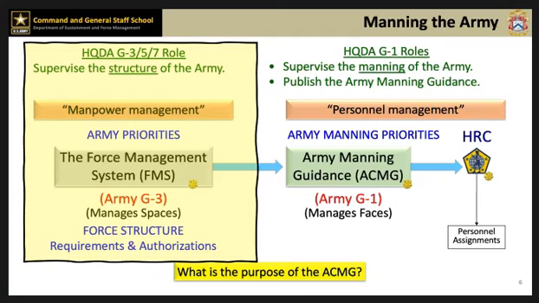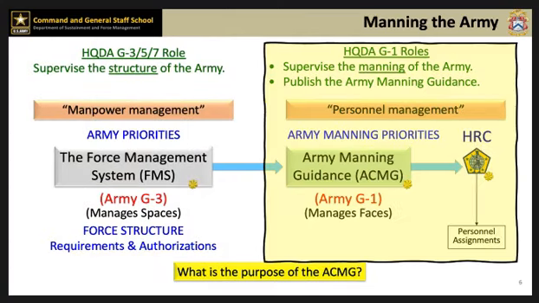Manpower management, which manages personnel authorizations, or commonly referred to as spaces, is a G3 function. Personnel management is a G1 function. It deals with the actual soldiers, commonly referred to as faces, and it assigns them to fill authorizations in an approved Army force structure. It is important to differentiate between these two terms specifically because there are not enough personnel faces to fill all authorizations, the spaces.